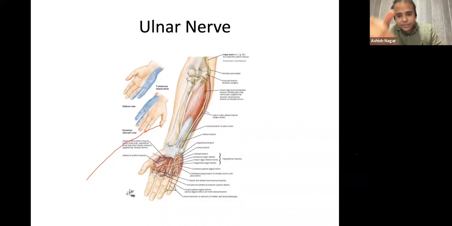And then as it enters the forearm medially, it enters between the two heads of flexor carpi ulnaris, and then into the wrist, it enters through the Guyon's canal, which is a canal formed between the pisiform bone and the hamate, and then it supplies the interossei and lumbricals.